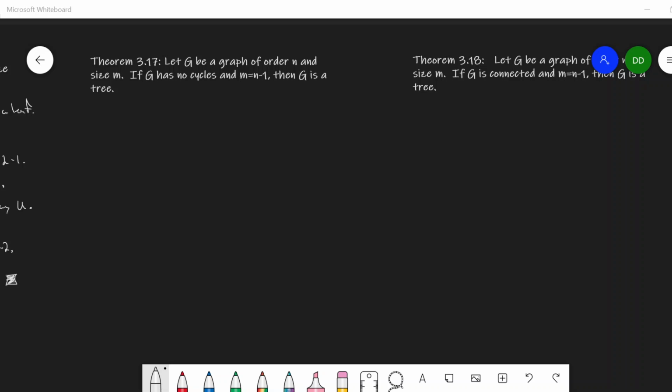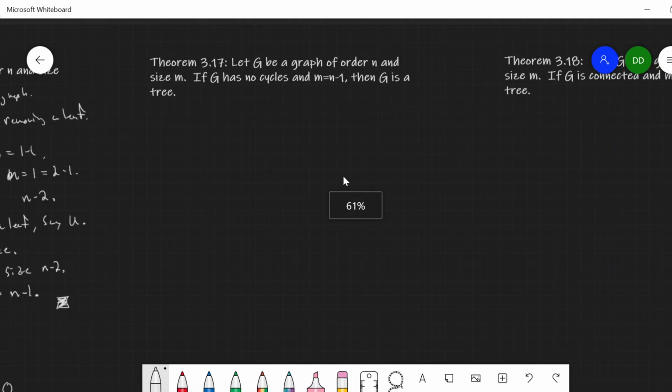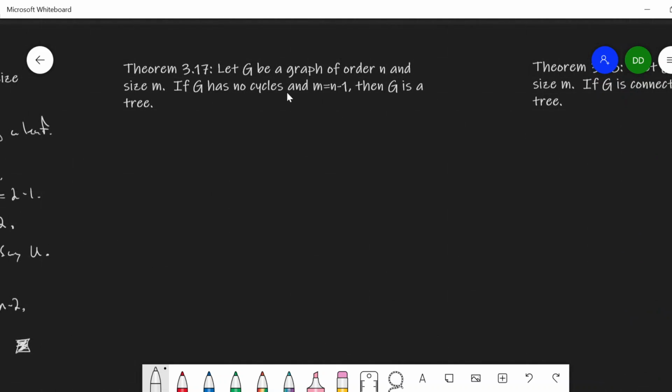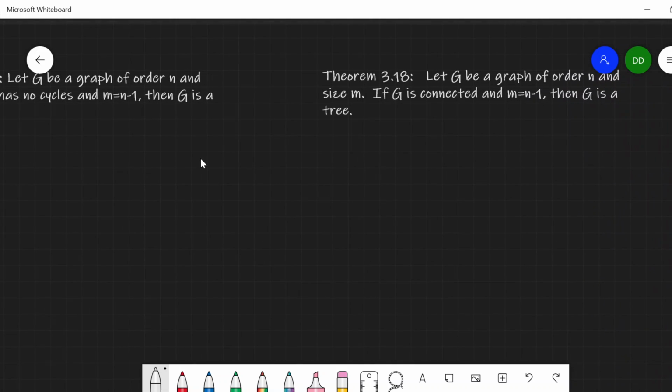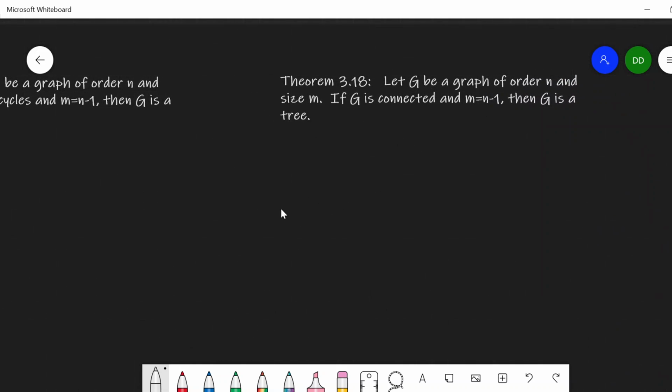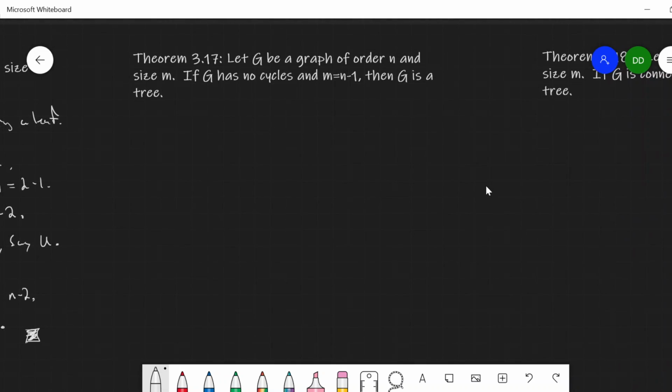In this final video of the section, I'll establish these two properties of trees. That if a graph has no cycles and it has the right size, then it must be a tree. And if G is connected and has the right size, then G must be a tree. So first we'll work on theorem 3.17 here.